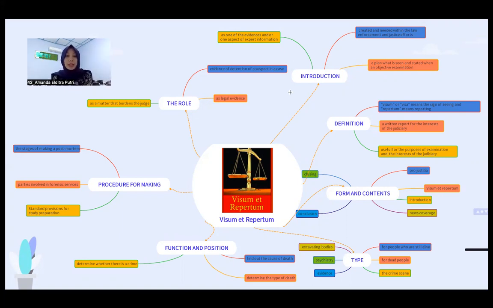The material that I will convey is about the Visum et Repertum. There are 7 points, namely introduction, definition, form and content, type, function and position, procedure for making, and the role of Visum et Repertum.